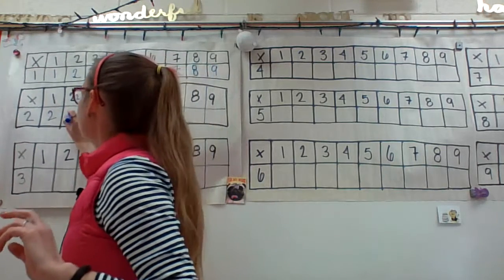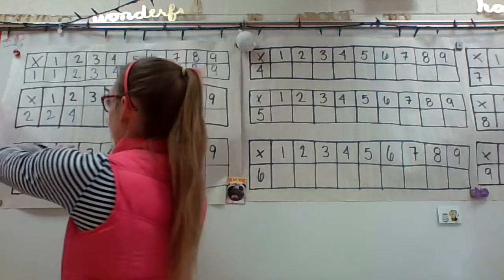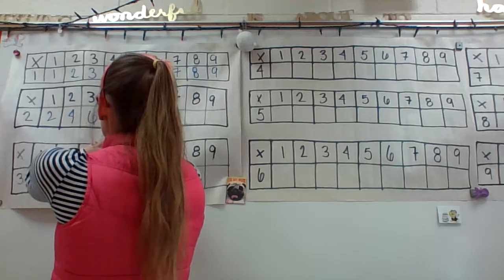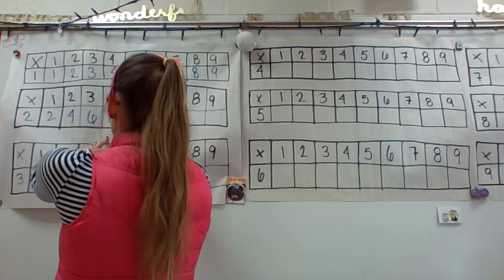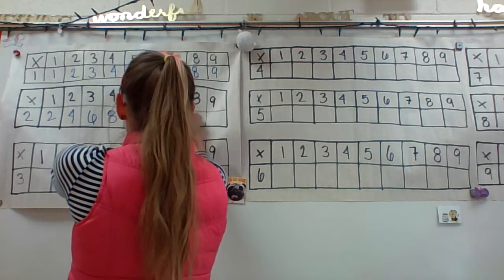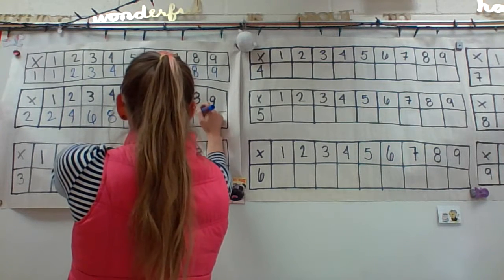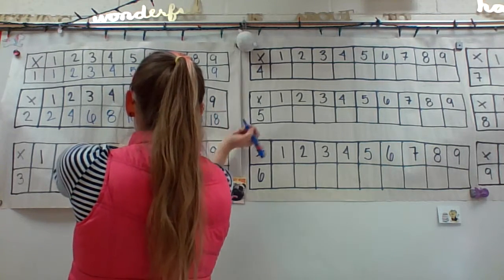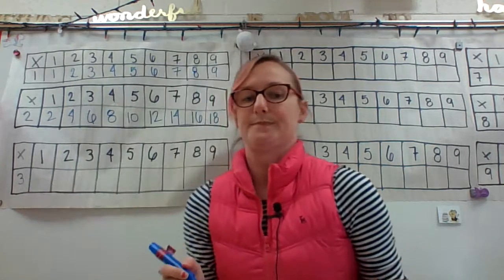2 times 2 is 4. 2 times 3 is 6. 2 times 4 is 8. 2 times 5 is 10. 2 times 6 is 12. 2 times 7 is 14, 2 times 8 is 16, and 2 times 9 is 18.